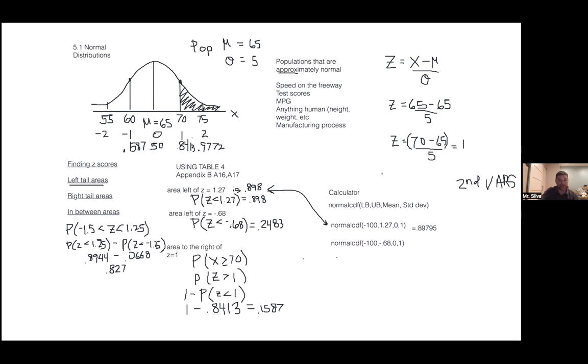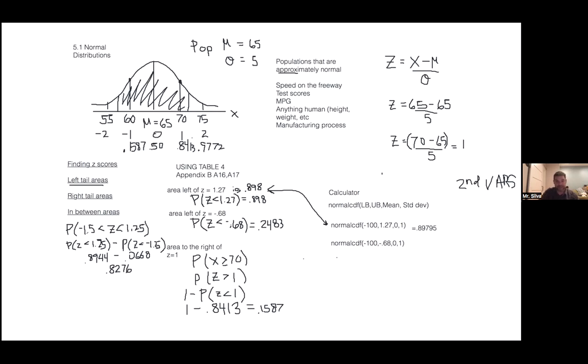And why would I need to find an in-between value? -1.5, that's like right here. Let me get rid of this scribble over here. So -1.5, that's like a speed of 57.5 or 58 miles per hour, somewhere in there. 1.25, that's like, again, 72 miles per hour. Find the probability, or what percent of cars drive between 57 and 72 miles per hour. It's a question. I use standard normal distributions to answer the question. That answer is about 82% of cars drive those speeds.